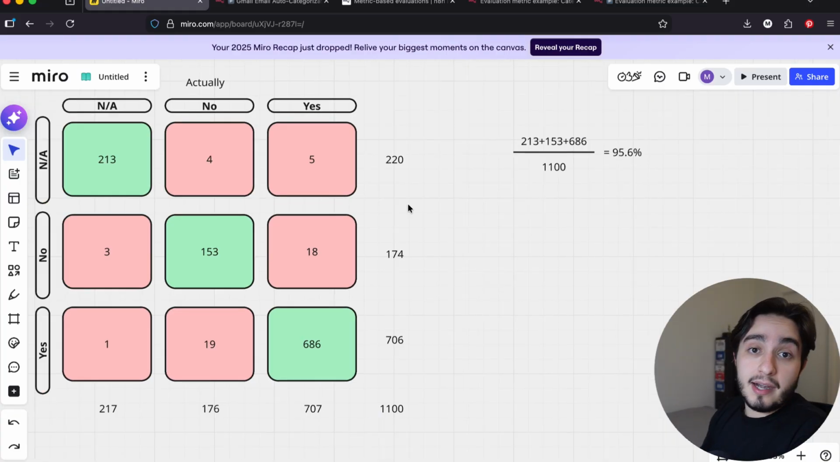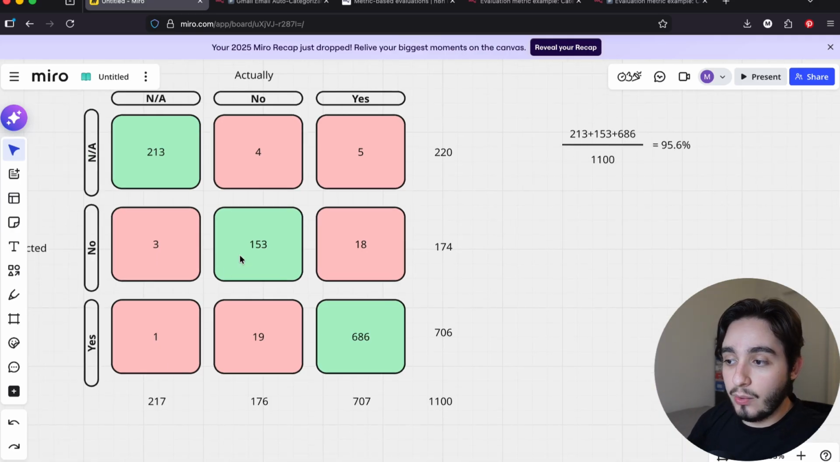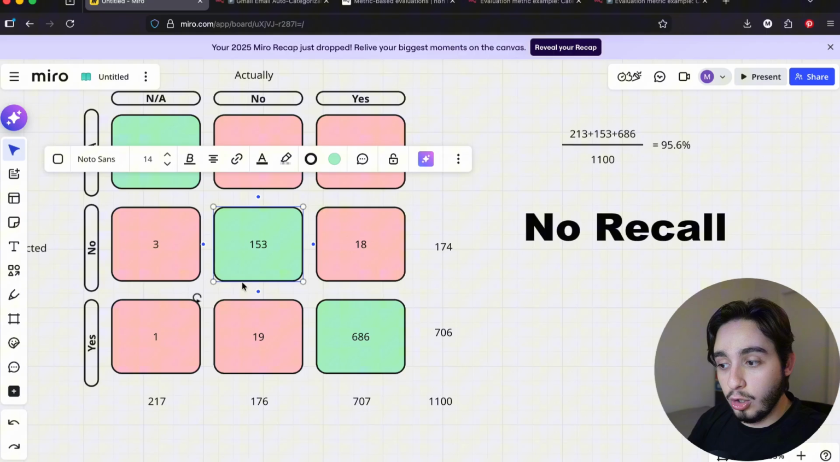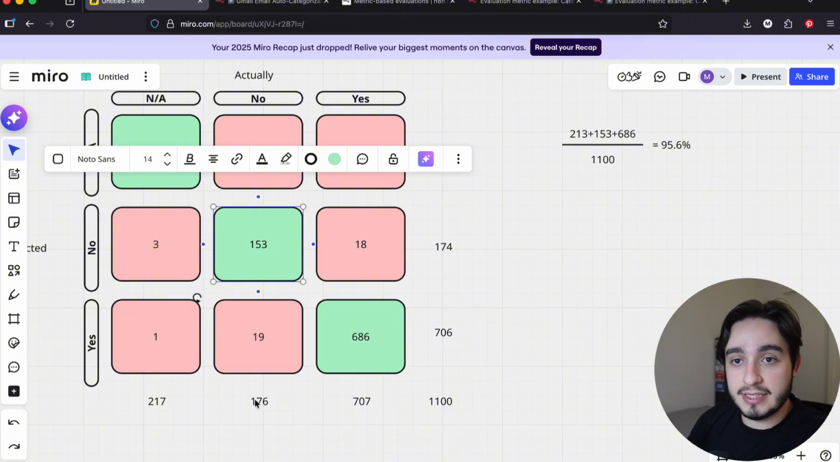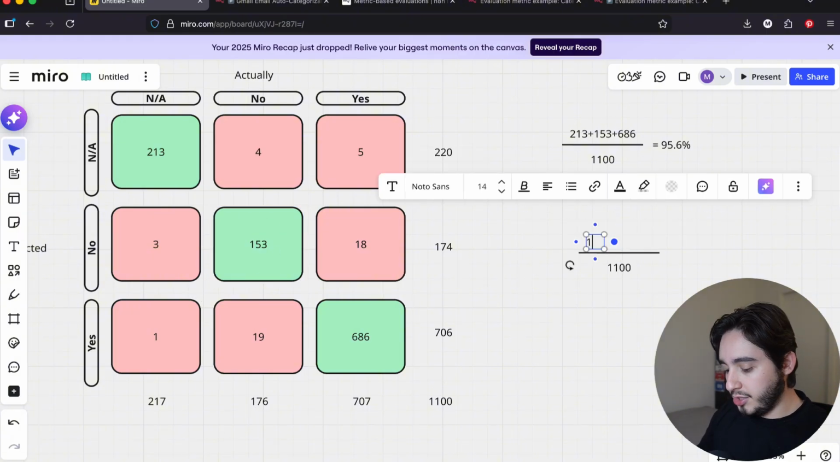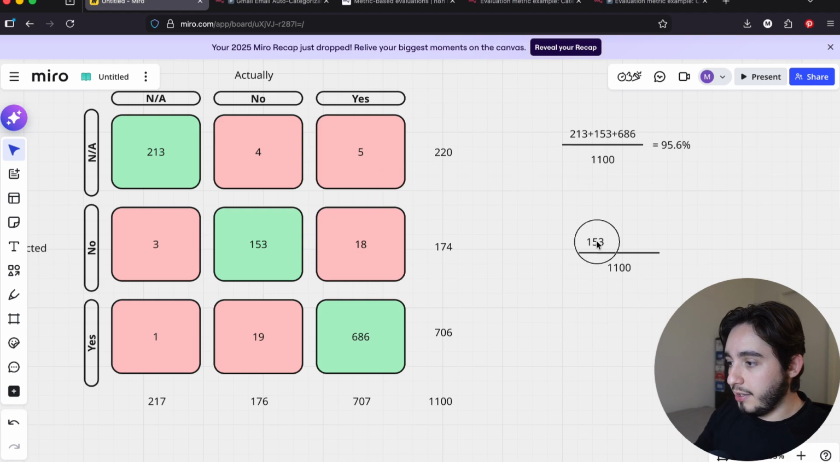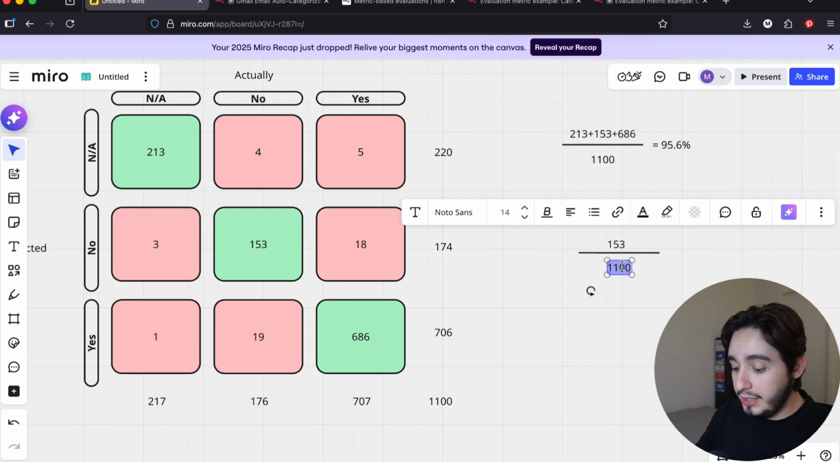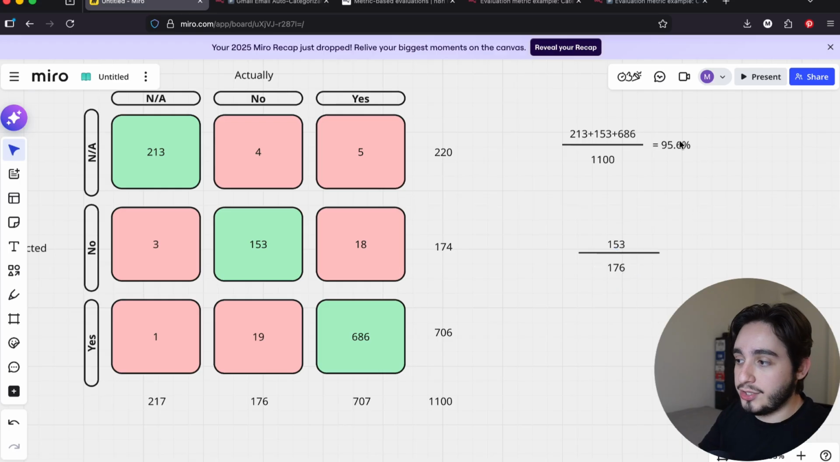The number that really matters for this scenario is no recall. Now, what is no recall? It is the number of instances that our AI predicted the category no correctly. So it's pretty much 153 divided by 176 in this scenario. And when we look at those numbers of 153 divided by 176, we actually get a pretty decent accuracy. We get an 87% accuracy overall.